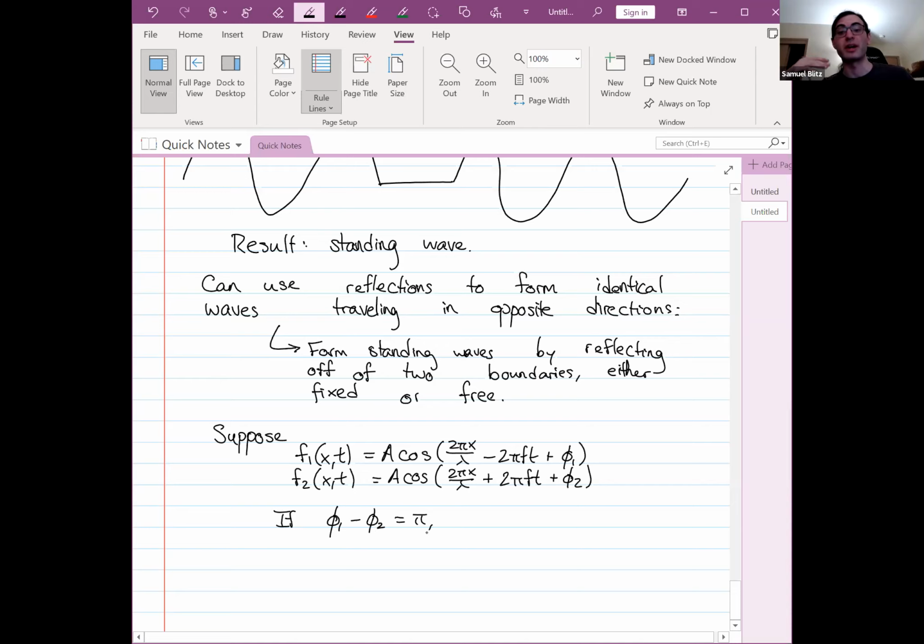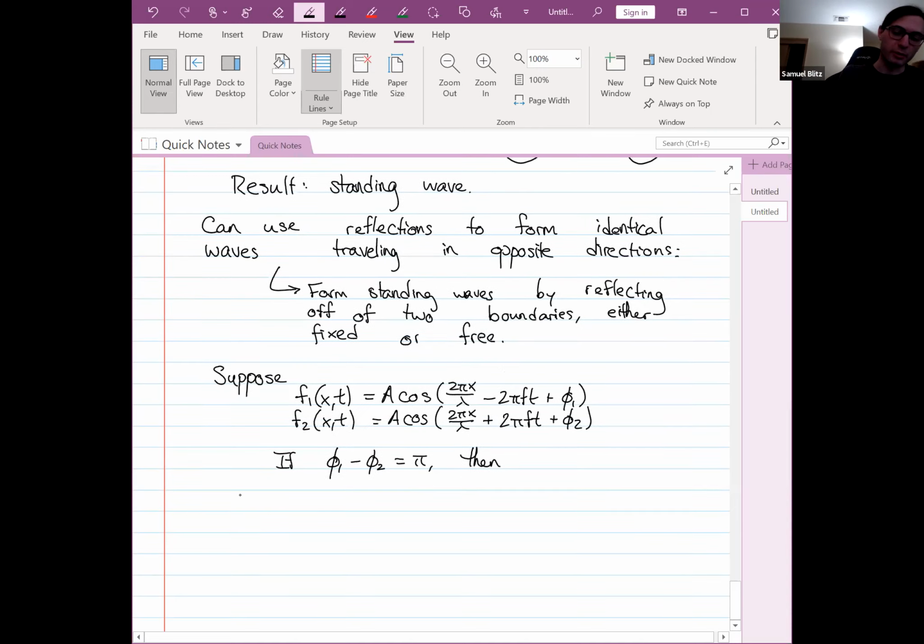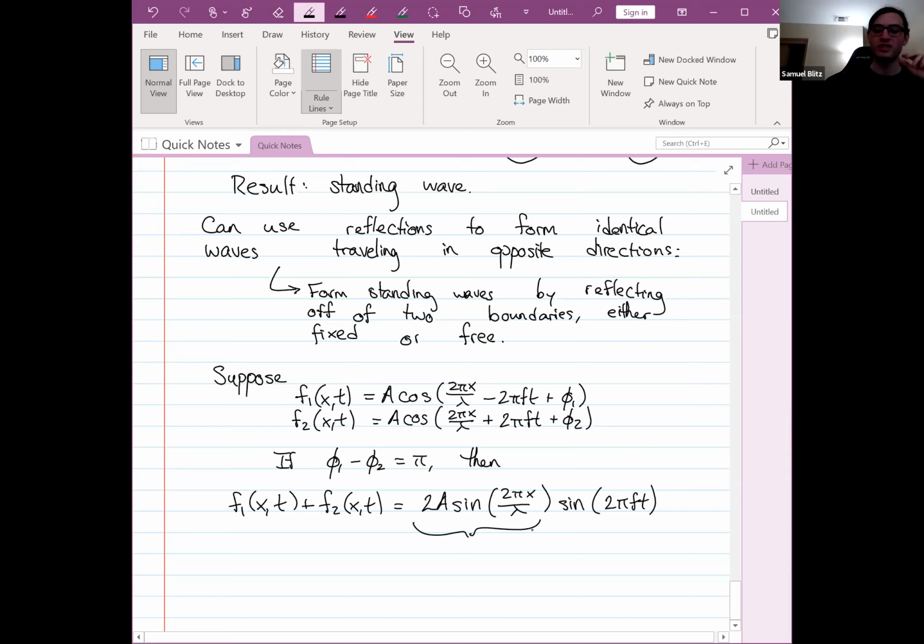by a fixed end, then we can use standard trig identities like we did before. f1 of x and t plus f2 of x and t would be equal to, and I'm going to skip the algebra here, 2 times A times sine of 2 pi x over lambda times sine of 2 pi ft. So here, these two terms are multiplied together.